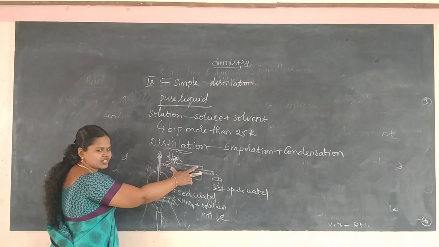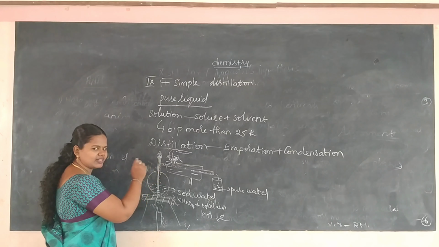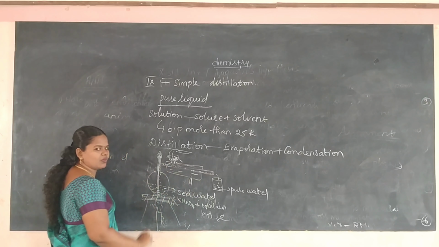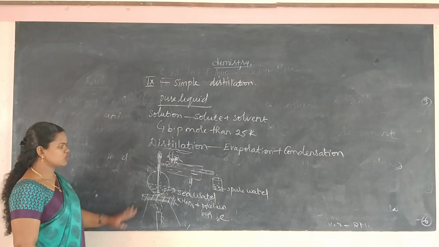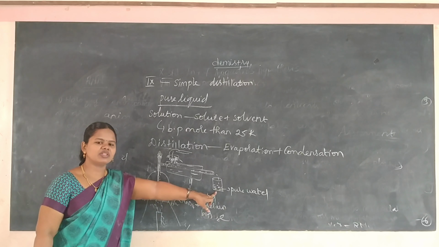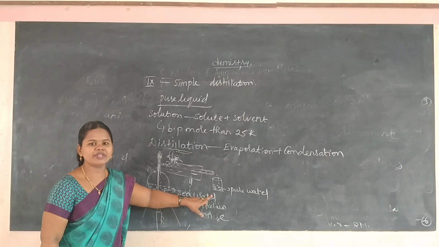Then what is distillation? Evaporation plus condensation is distillation. The water we are evaporating is evaporation, and the evaporated water is condensed to liquid, that is condensation. So this method is used to get pure water. And if you again want to purify it, you can repeat the process. Then it is called double distilled water.